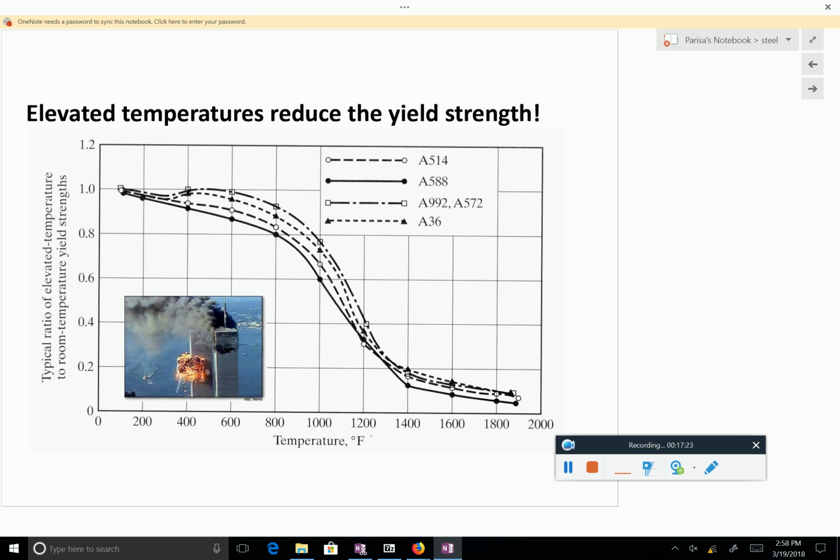So here you can compare different materials. Let's say our favorite A36 is this one. So you see that it doesn't lose the strength as quickly as, for example, this other one. If you compare A588 and A36, A36 is behaving a little bit better. It takes a little bit higher temperature for it to lose the same amount of yield strength. In any case, I thought to show you that also.